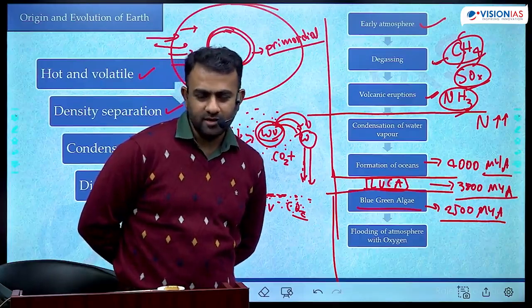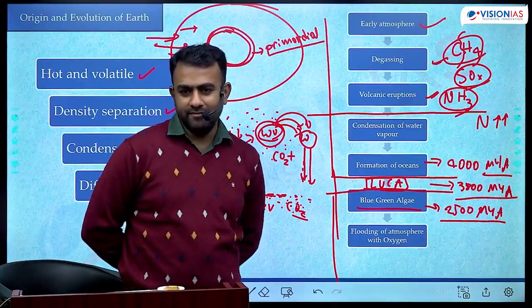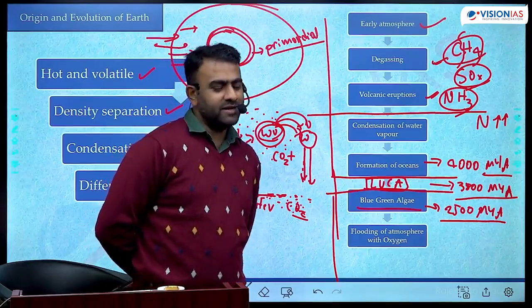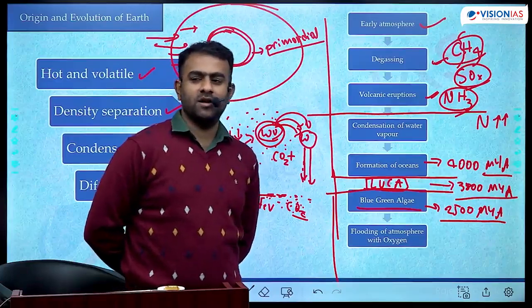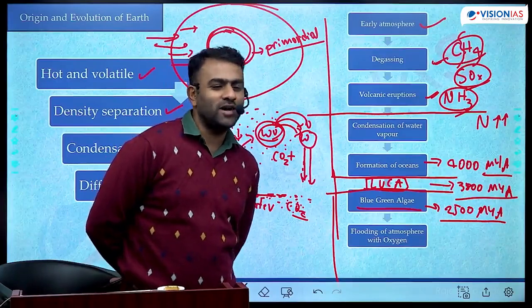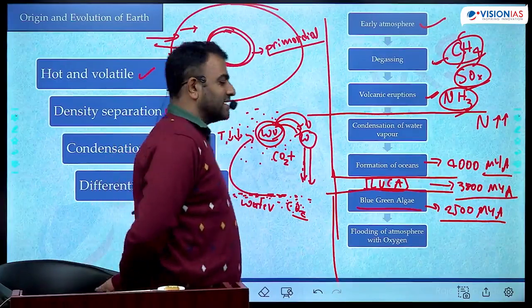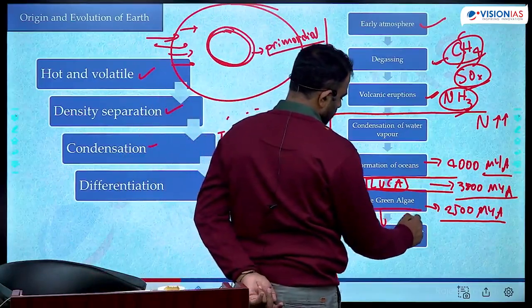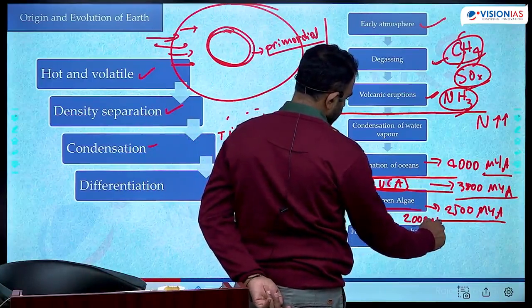उसके लिए टाइम लगता है a minimum of 500 million years. For 500 million years continuously it is absorbing oxygen. Now the ocean water का पेट भर गया. It can no more absorb oxygen. Now the excess oxygen will start to flood the atmosphere. ये होगा around 2000 million years ago.